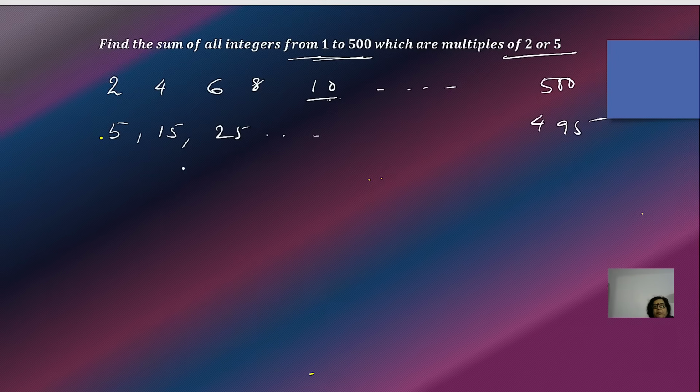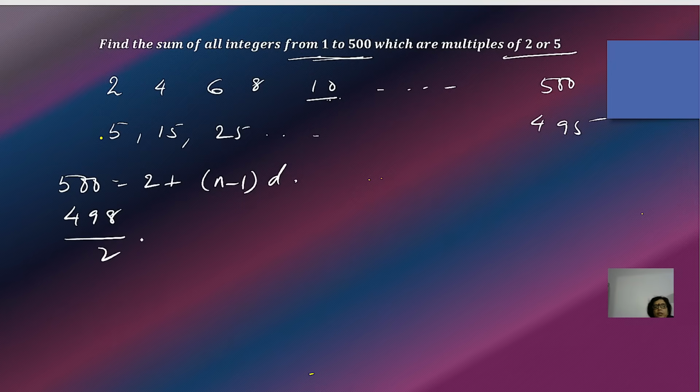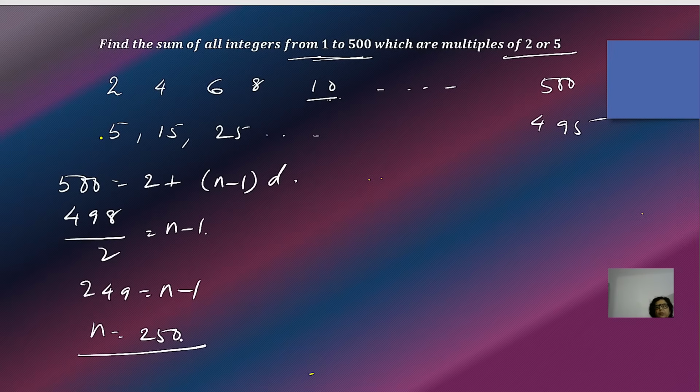Now let us see how many terms are there in the first sequence. So we take the help of the general formula. So 500 is equal to 2 plus n minus 1 into d. 498 by d, that is 2, is equal to n minus 1. So we get over here 249 is equal to n minus 1. So n is equal to 250. There are 250 terms here.